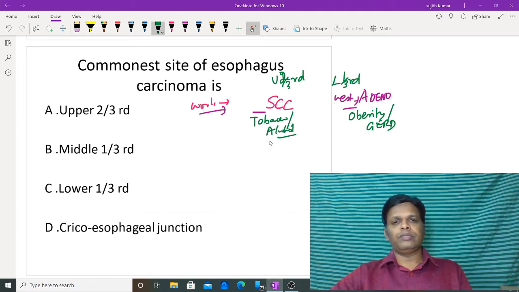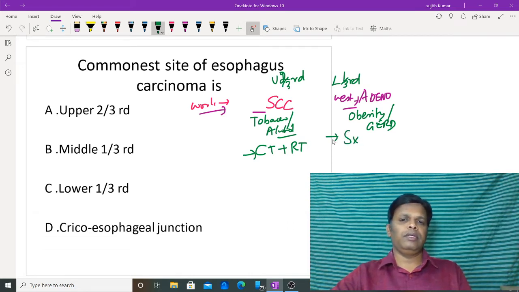Then other differences between squamous cell carcinoma and adenocarcinoma is the treatment aspect. Most of the time, squamous cell carcinoma will be treated with non-surgical management like CT and RT. Whereas for adenocarcinoma, you need an aggressive surgical approach, that is esophagectomy, which you can plan in case of the lower one third.